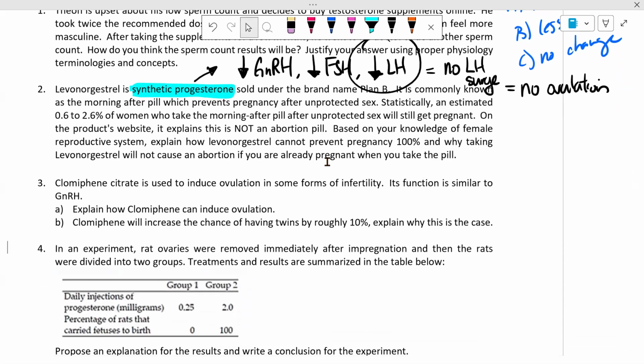There's this thing, clomiphene, that is used to induce ovulation in some forms of infertility. Its function is similar to GnRH. Explain how clomiphene can induce ovulation. Well, if its function is similar to GnRH, that means increased GnRH equals increased LH, right? And increased LH means ovulation.